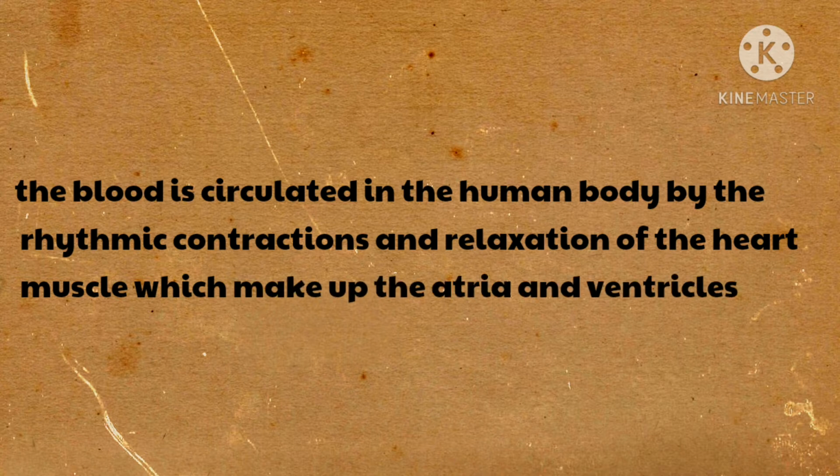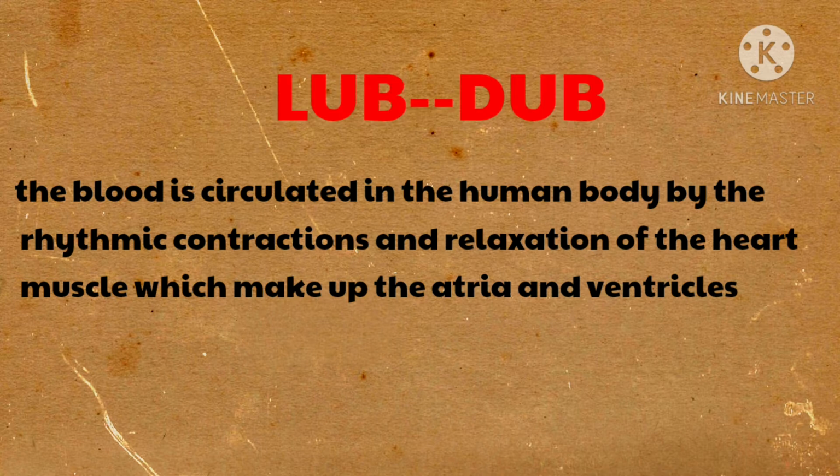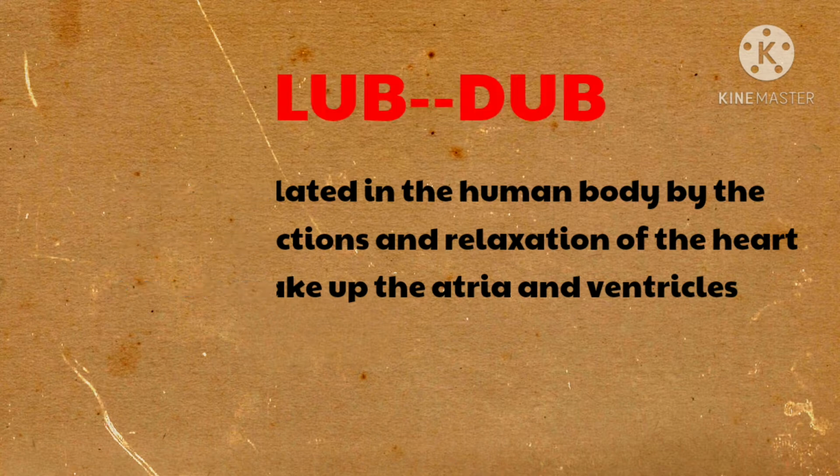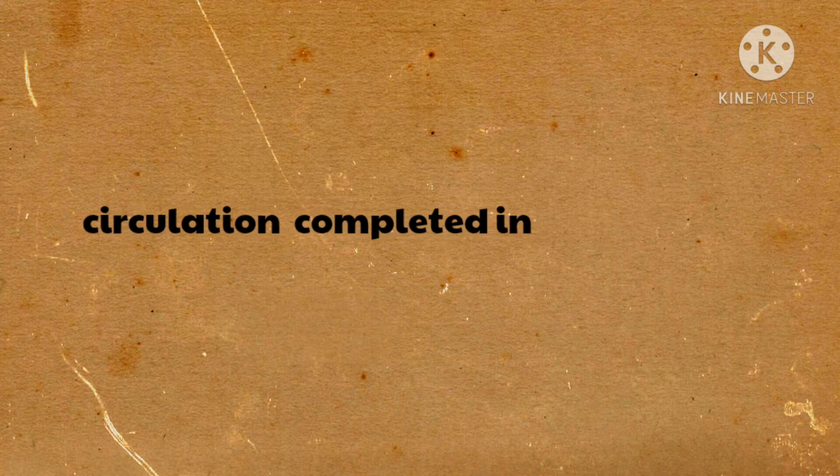So the blood is circulated in the human body by the rhythmic contractions and relaxation of the heart muscles which make up the atria and ventricles. This rhythmic contraction and relaxation of the heart muscles produces a sound which is called lub dub. That is basically what we call dhak dhak. That is the lub dub sound which is produced during this contraction and relaxation.